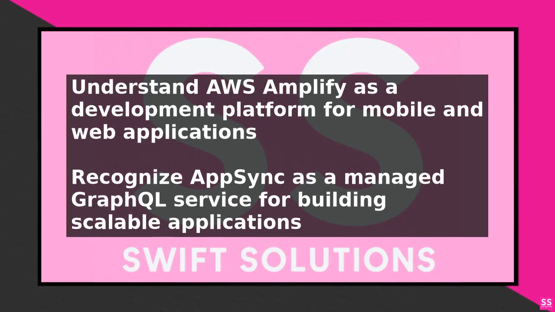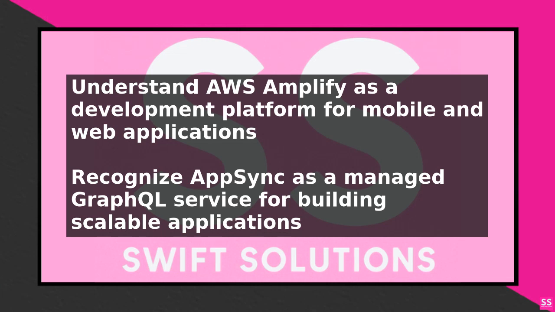To integrate AWS Amplify with AppSync effectively, it is essential to understand the core concepts and best practices involved. First, AWS Amplify is a development platform that helps you build, deploy, and manage scalable mobile and web applications, while AppSync is a managed GraphQL service that makes it easy to build scalable, offline-enabled, and real-time mobile and web applications using GraphQL, a query language for APIs.